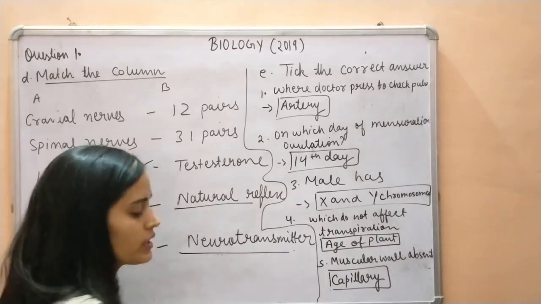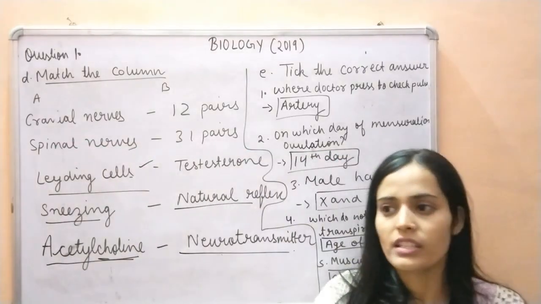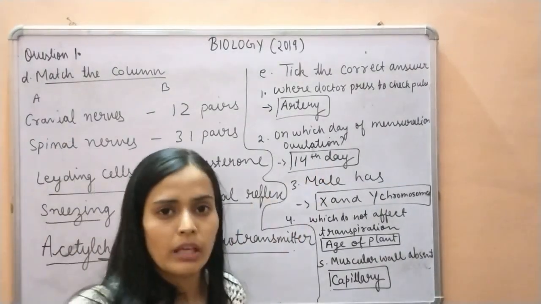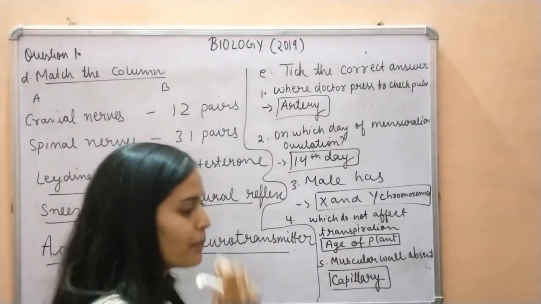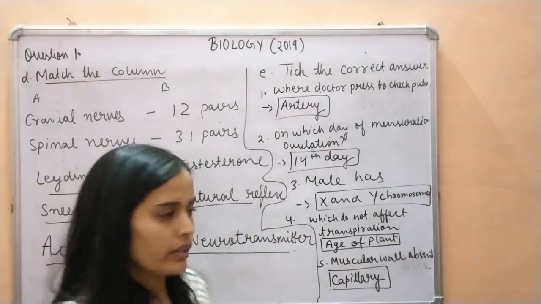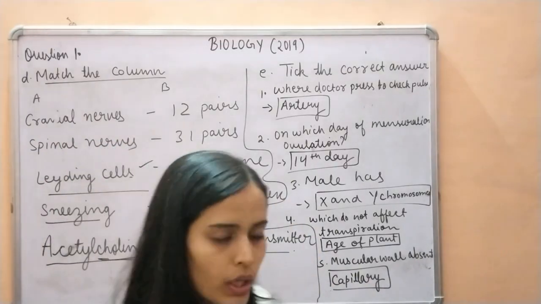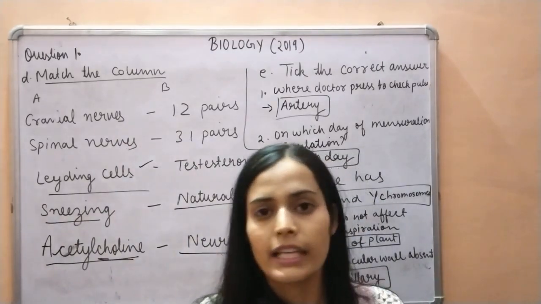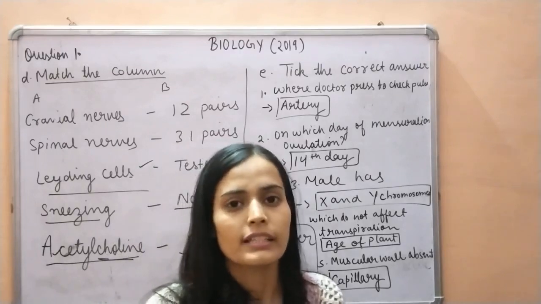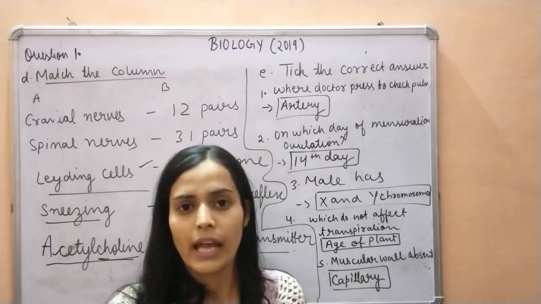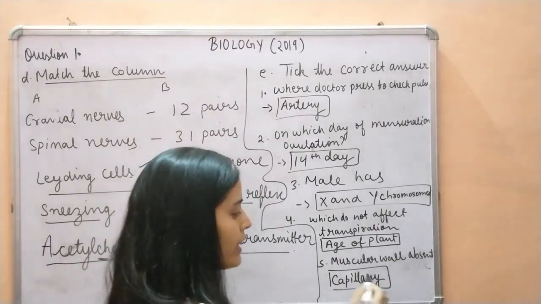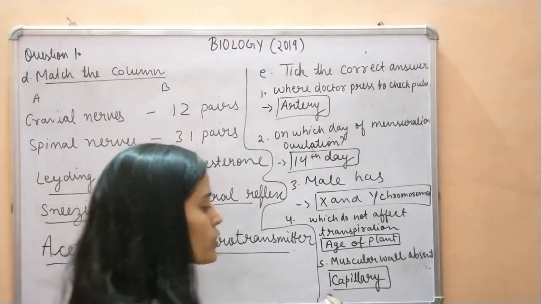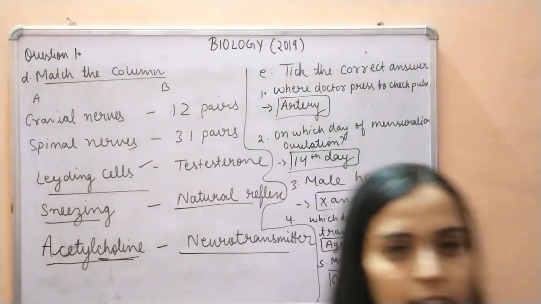Next is which do not affect the transpiration. In this we have discussed कि wind speed affects transpiration, temperature affects it, surface area affects it, outside environment affects the transpiration, but the age of a plant does not decide the rate of transpiration. Then muscular wall is absent in. We have discussed three types of blood vessel: arteries, veins, and capillaries. Arteries and veins both have three layers, that is interna, externa, and media layer. But the capillary has a simple squamous epithelium wall. There is no muscular wall present in it. So capillary will be the right answer. Let's discuss the next question.